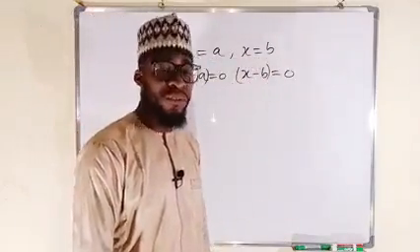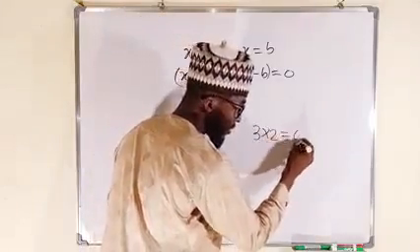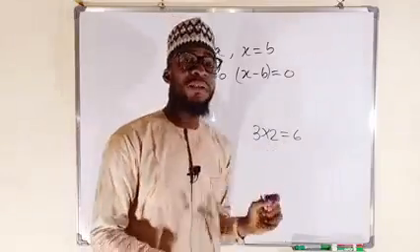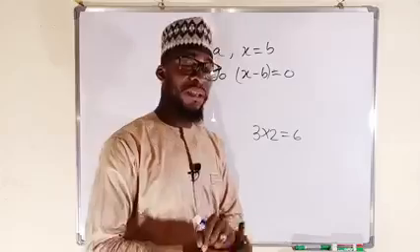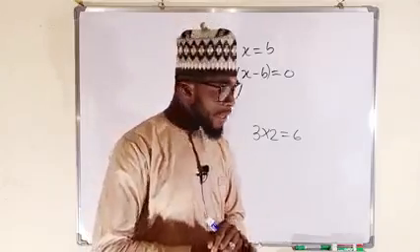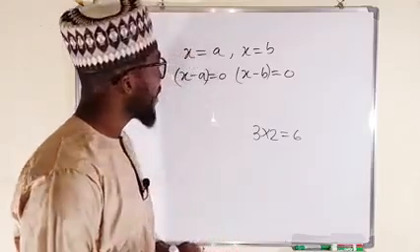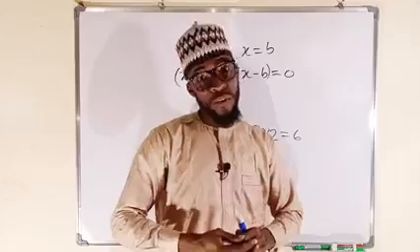But what are factors? If you have 3 times 2, this is 6. Both 3 and 2 are factors of 6. In other words, if 3 is a factor of 6, it can go into 6 exactly without remainder, right? So let us apply this idea to factorize every form of quadratic equation or function.